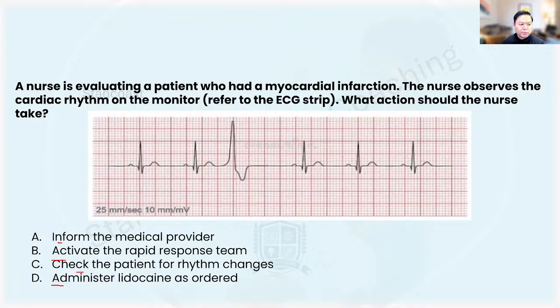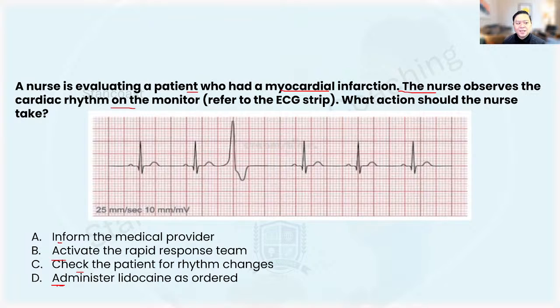Okay, let me read the question. A nurse is evaluating a patient who had MI. The nurse observes the cardiac rhythm on the monitor. So what is that rhythm? What action should the nurse take? Is it A, inform the medical provider? Is it B, activate a rapid response? Or is it C, check the patient for rhythm changes? Or D, administer lidocaine as ordered? I'm seeing Chica answered B, Bethany and Naomi answered C.